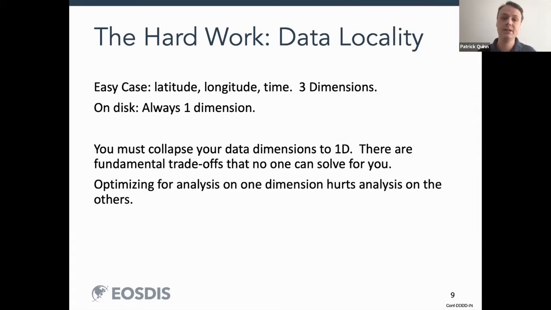And on disk, everything's one-dimensional. Each byte in a file is identified by an offset from the start of the file. And so you're necessarily collapsing a higher number of dimensions down to a lower number of dimensions, and there's going to be trade-offs there. And particularly if you're optimizing for analysis in one dimension, you're probably hurting analysis in another dimension.